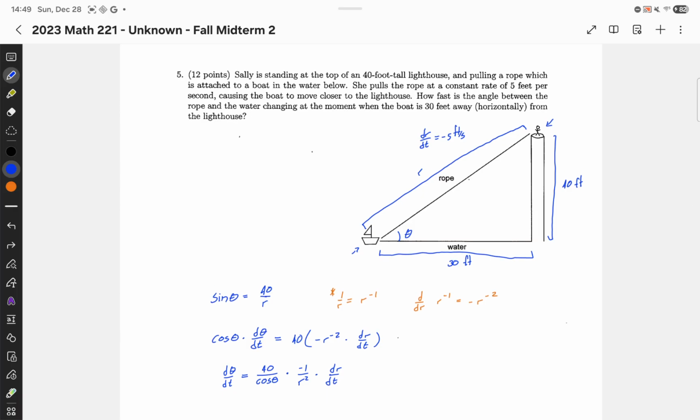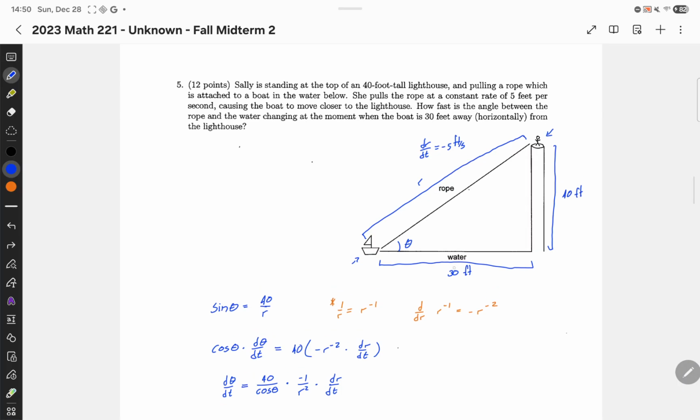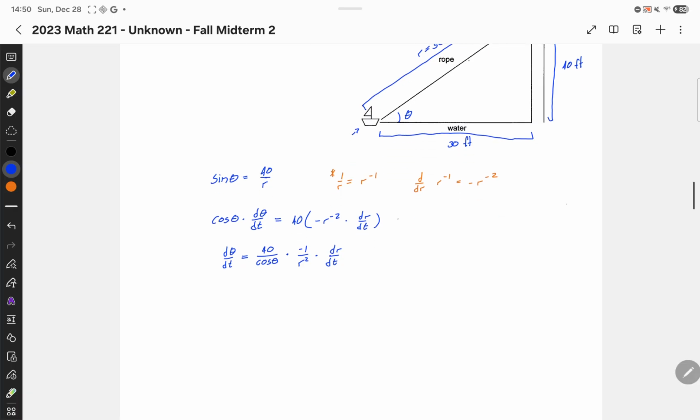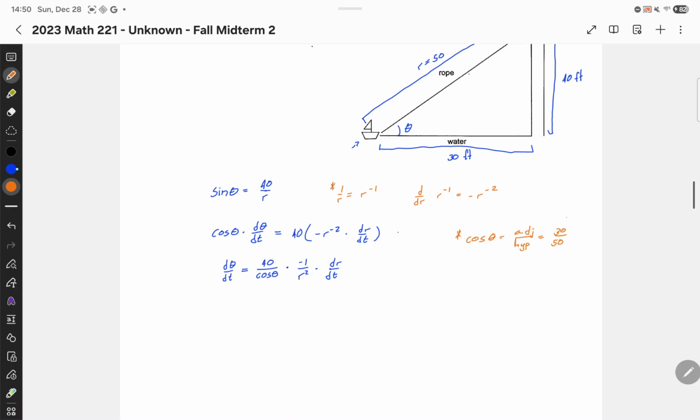We could use the Pythagorean theorem, right? X squared plus y squared equals z squared. Or what we could notice is that this is actually a special triangle. This is one of our 3, 4, 5 triangles, all scaled by 10. So we know that in this case, r is actually going to be 50 at this specific moment in time. And again, you could absolutely use the Pythagorean theorem. And the other thing, for cosine theta, that is equal to the adjacent over the hypotenuse. And in this case, we know both of those quantities. So the adjacent is 30, the hypotenuse is 50, so cosine theta is just 30 over 50.